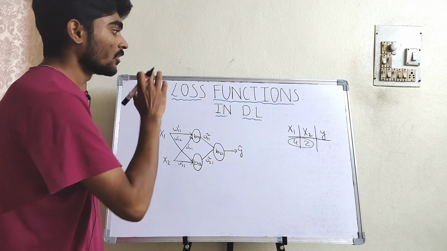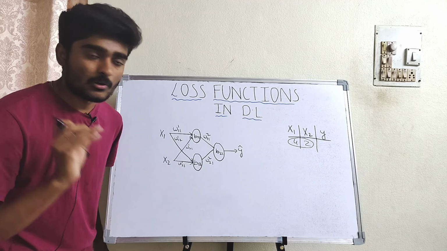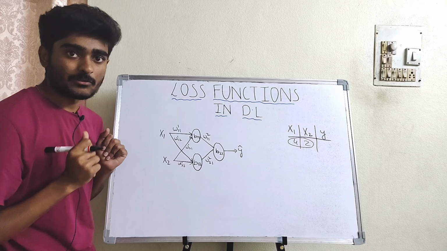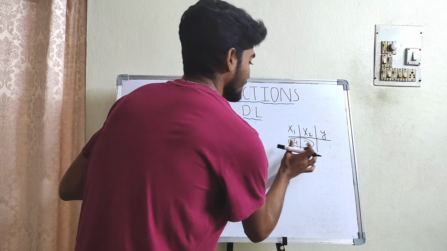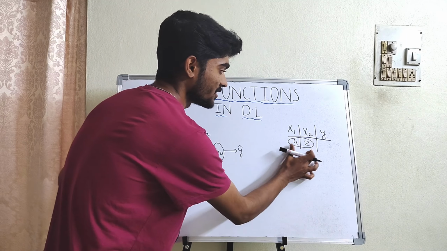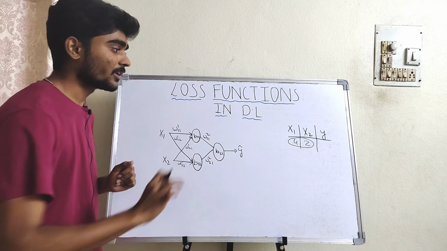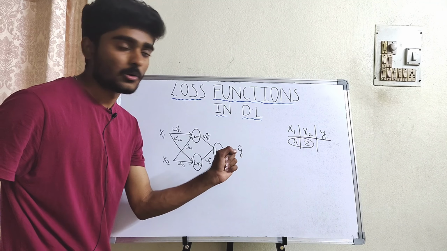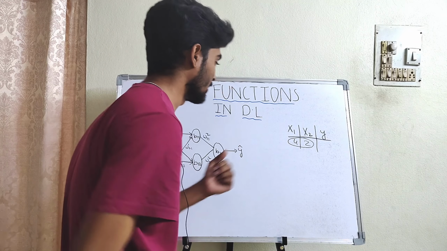To understand the importance of loss functions, I have taken an example dataset and a sample neural network. This dataset contains two input columns, meaning two input features, and one output feature. Let's say our first training example is 4 and 2.